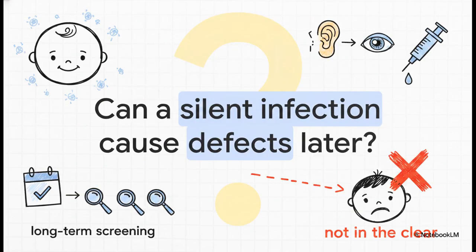Before we wrap up this explainer, ponder this final question. Can a newborn look completely healthy at birth only to develop deafness, cataracts, or even type 1 diabetes years later? The answer is unfortunately yes. This is known as congenital rubella infection only, and it makes long-term screening absolutely critical for any suspected prenatal exposure. It's a stark reminder that the absence of symptoms at birth doesn't mean the child is in the clear. Keep these high-yield facts straight, and you are absolutely going to crush these questions on test day.